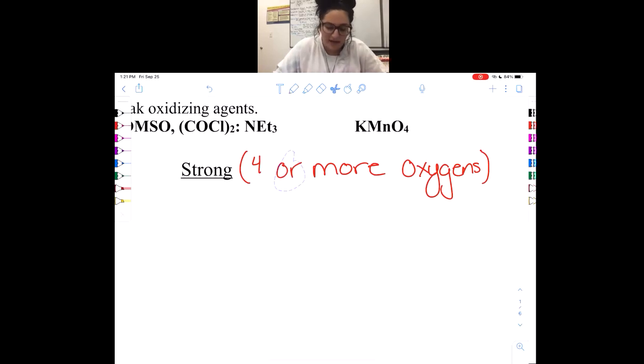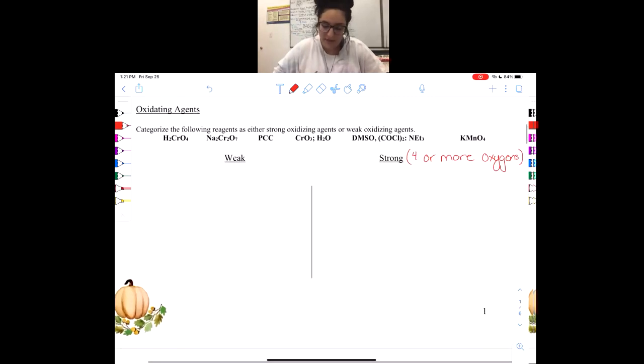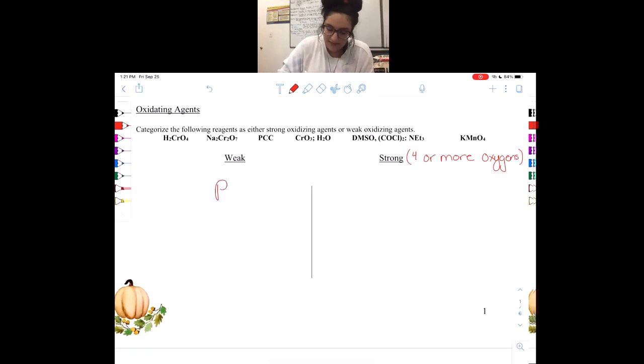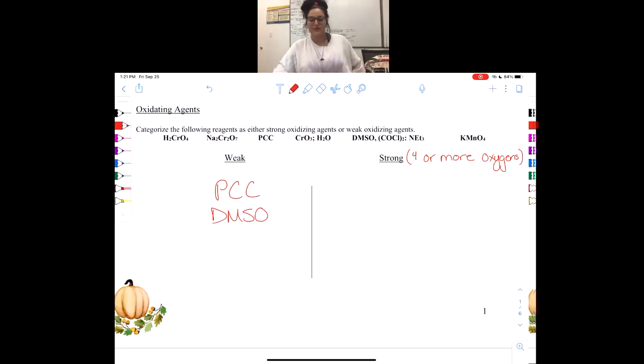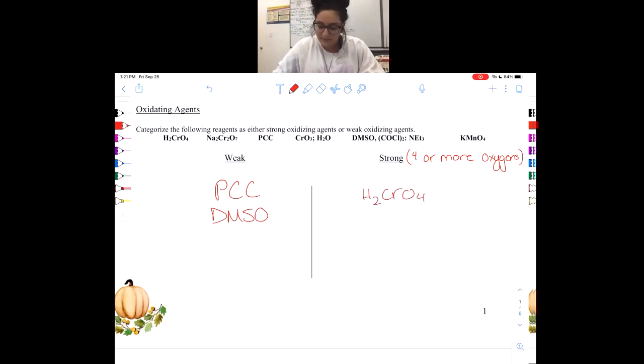And that makes sense because if we want to oxidize, we want more oxygens. So out of these, the only ones that are going to be weak are PCC and the DMSO one. I'm not going to rewrite the whole thing just because it's already there for you guys. And then strong will be everything else. I could have not rewritten it, but I've already committed, so I guess that's happening.